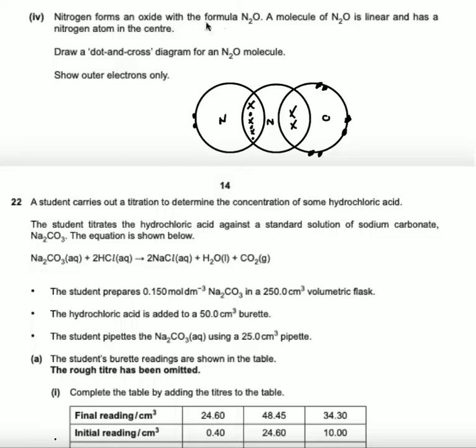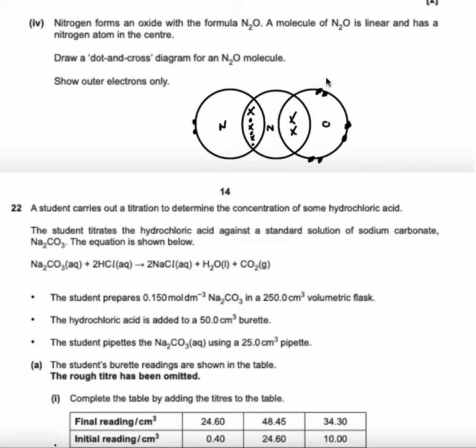Nitrogen forms an oxide with the formula N2O. A molecule of N2O is linear and has a nitrogen atom in the center. Draw a dot and cross diagram for an N2O molecule. Show outer electrons only. Okay, so yes, this was a bit difficult, but what helps us is that it tells us there's nitrogen in the center, so that's our N over here, and it's linear, so it's straight, and it's N2O, therefore the other N can go on either side, and then oxygen goes on the other side.